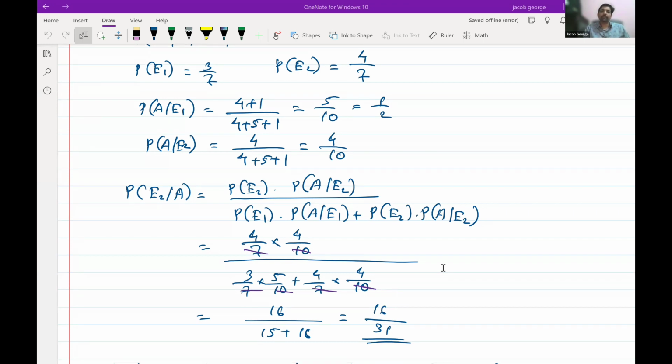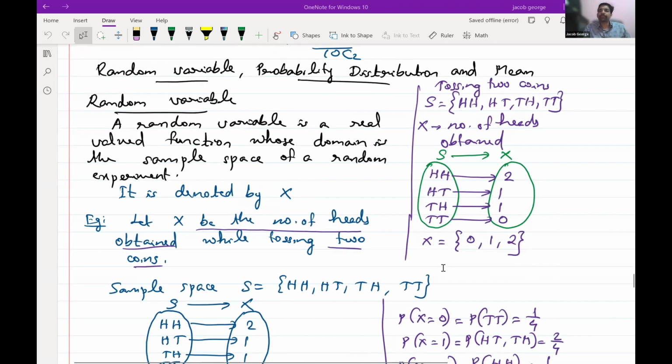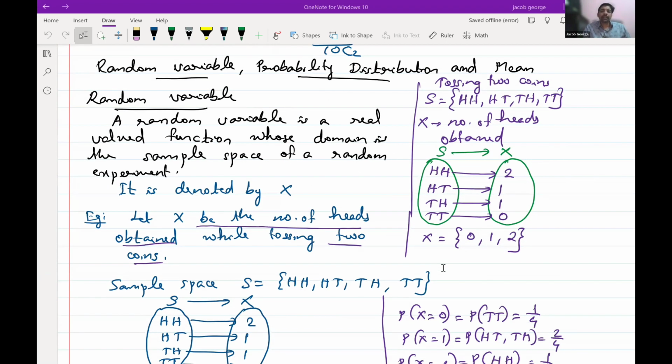A random variable and probability distribution. That is also a scoring topic, okay? A random variable and probability distribution. And even mean also we can find out from there. A random variable means look at the diagram which is drawn there.